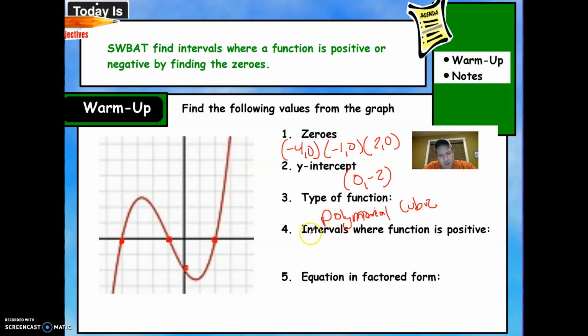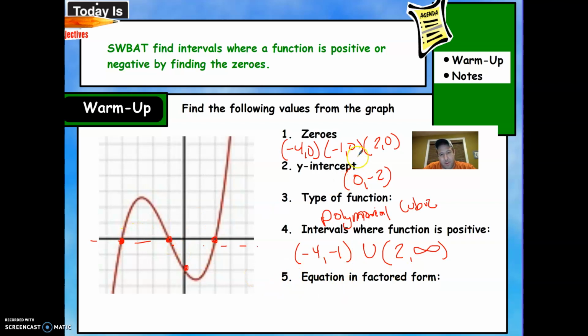Intervals where the function is positive. Anytime it's above the x-axis, it's going to be positive. So from negative 4 to negative 1, and also anything that's greater than 2. So from 2 to infinity would also be greater than 0, to be positive.